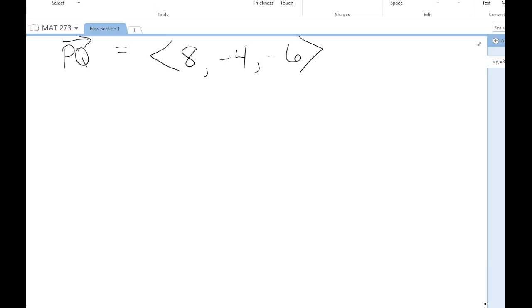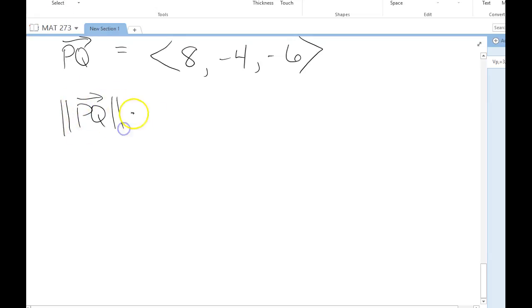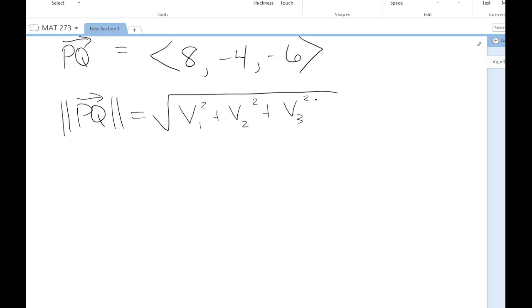How do we do that? Divide by the magnitude. Yep, so we need to know what the magnitude for PQ is. And the formula we said was going to be v1 squared plus v2 squared plus v3 squared, under a square root. If our vector is in component form, v1, v2, v3 are our components. It's just like the distance formula. This pattern looks just like the distance formula, except the subtraction is missing. Do you know why?